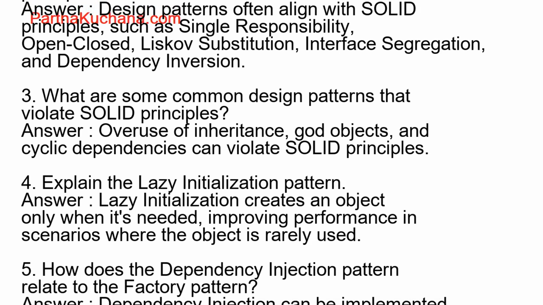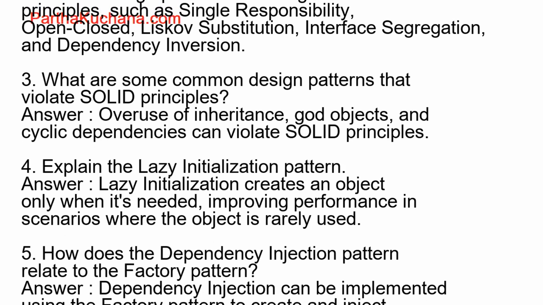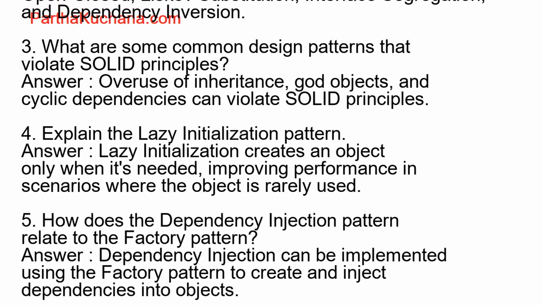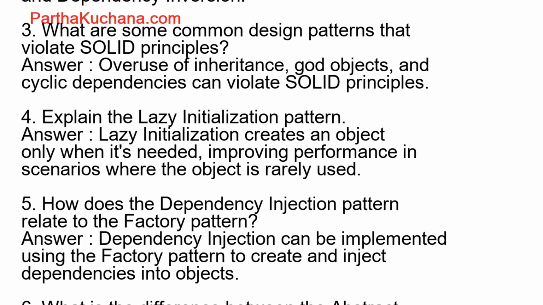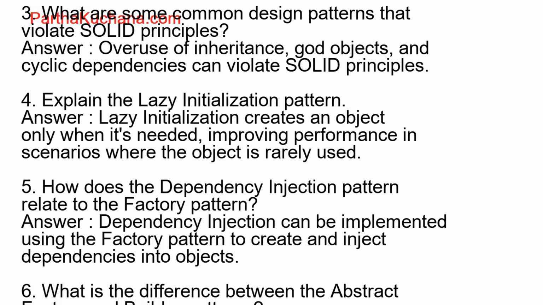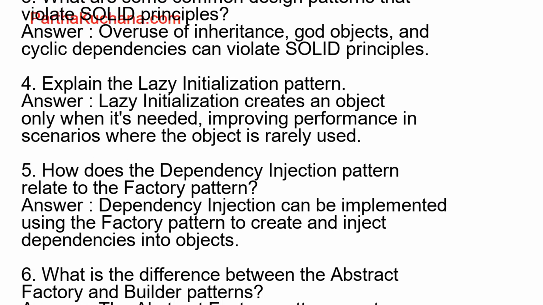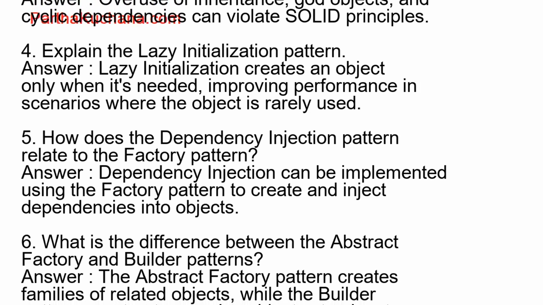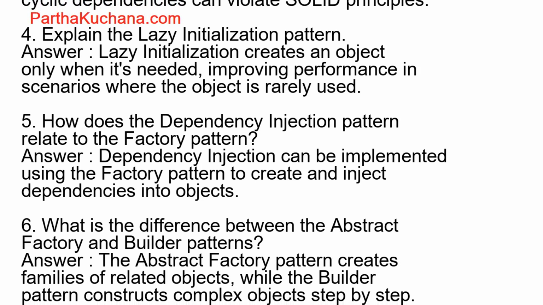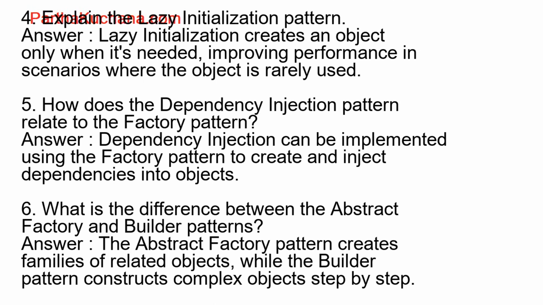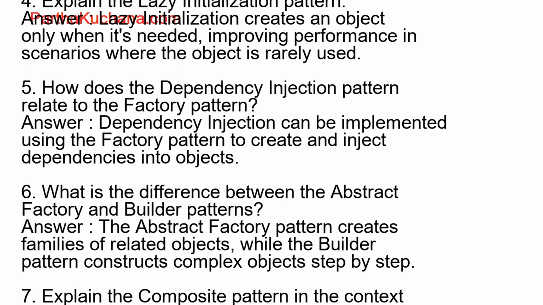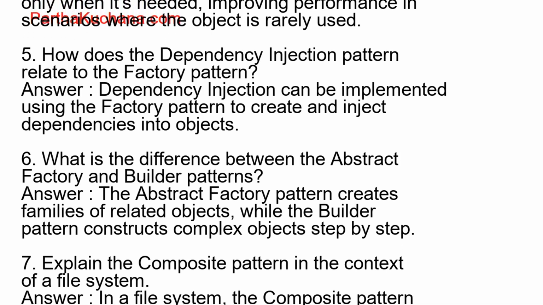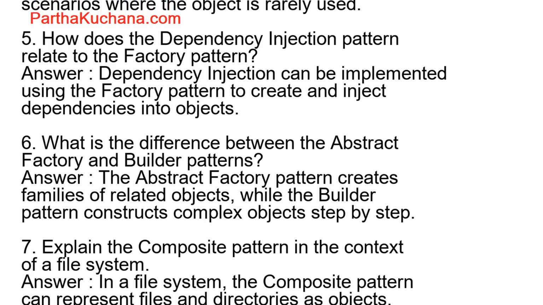6. What is the difference between the abstract factory and builder patterns? Answer. The abstract factory pattern creates families of related objects, while the builder pattern constructs complex objects step by step. 7. Explain the composite pattern in the context of a file system. Answer. In a file system, the composite pattern can represent files and directories as objects, allowing you to treat them uniformly.